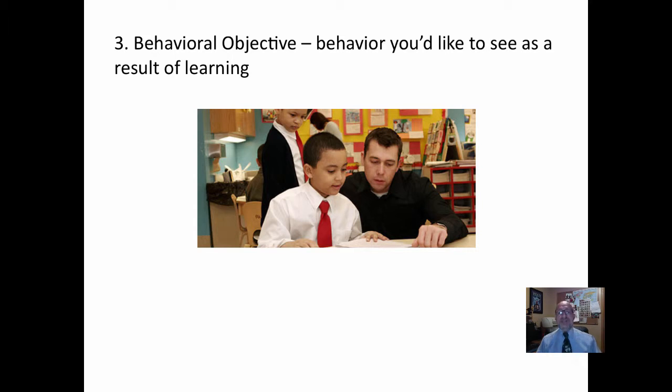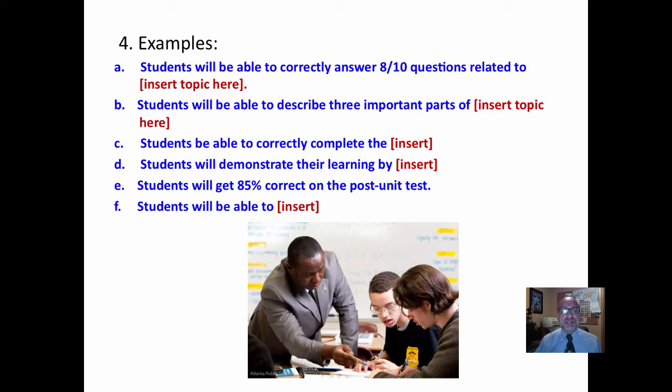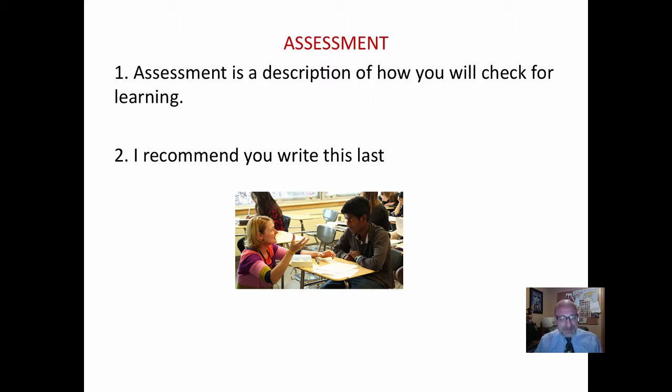Then you can put it into a behavioral objective. A behavioral objective is the behavior you would like to see as a result of learning. After learning, here are some examples. Students will be able to correct the answer. Students will be able to describe 3 important events. Students will demonstrate, students will get 85. All right, we are describing a behavior that we would like to see. We can say yes or no if they accomplish it.